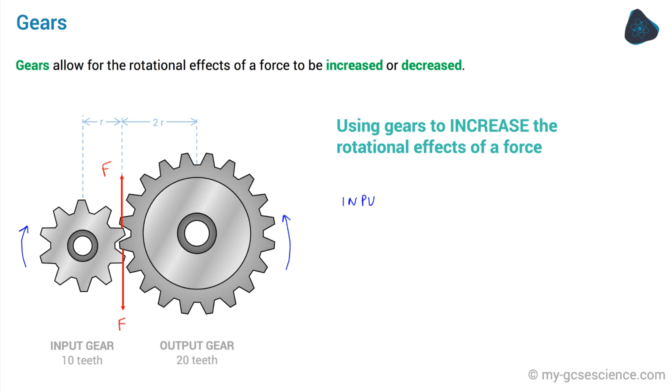The moment of this force about the axle at the centre of the input gear is F times r. For the output gear, because the force is the same but the value of d has doubled, the moment has increased to F times 2r. In other words, doubling the radius, or the number of teeth, between the input and output gears has doubled the moment or turning effect of the input force. Decreasing the radius of the output gear would have had the opposite effect here.